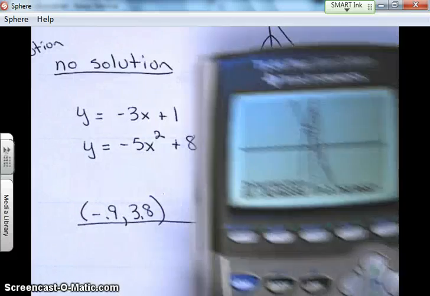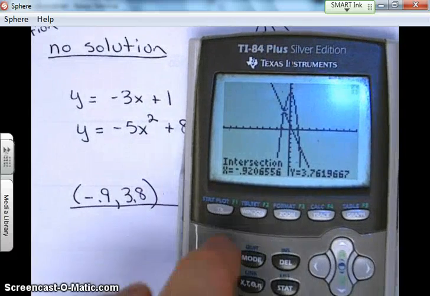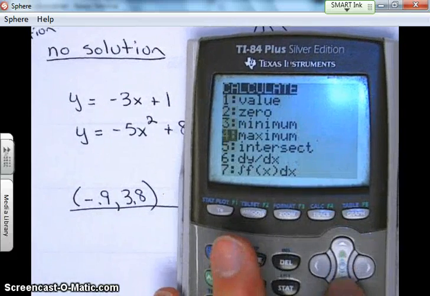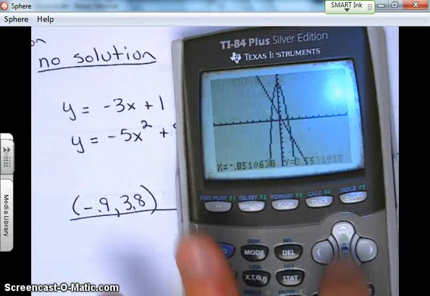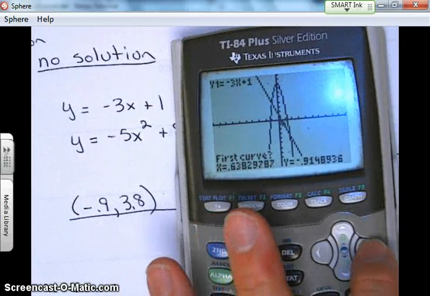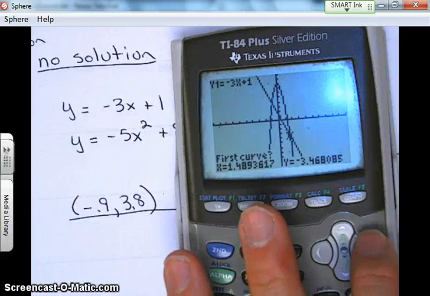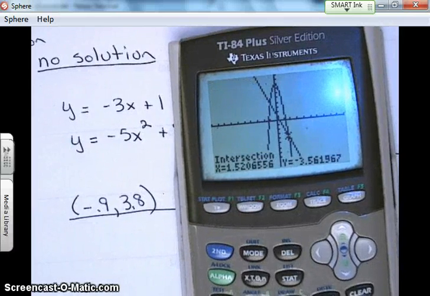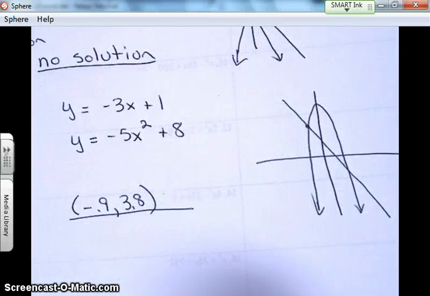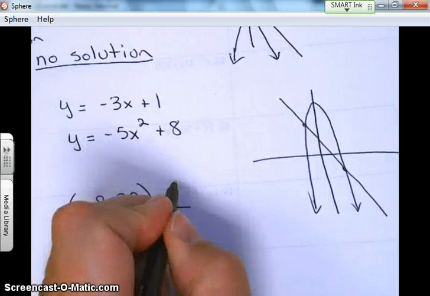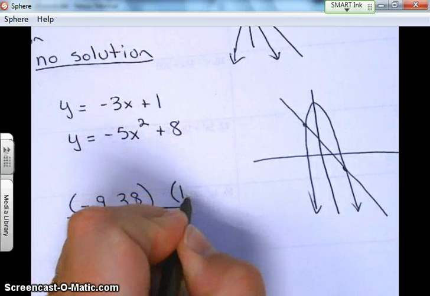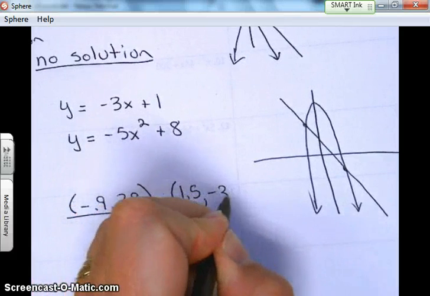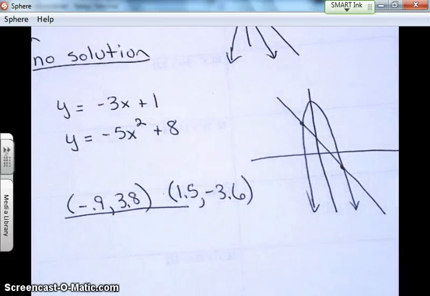Alright, so let's find the other solution. We're going to go to the other intersection point. So we're going to move the cursor down there so it's close. Okay, enter, enter, enter. And so 1.5 and negative 3.6. And those are our 2 points.